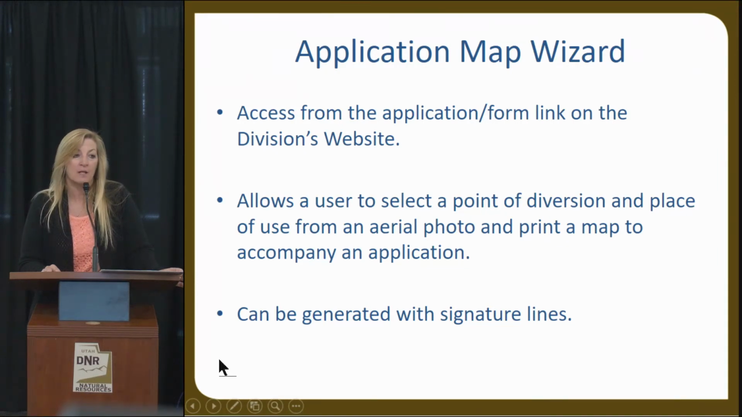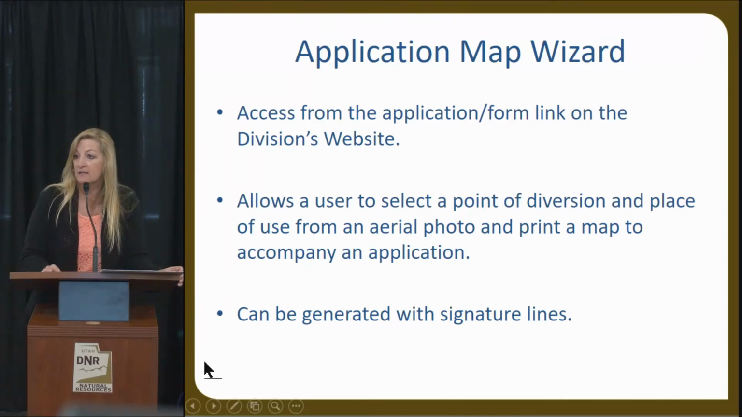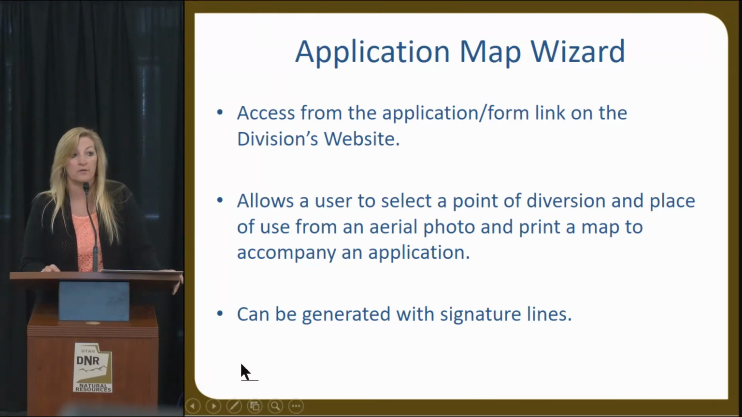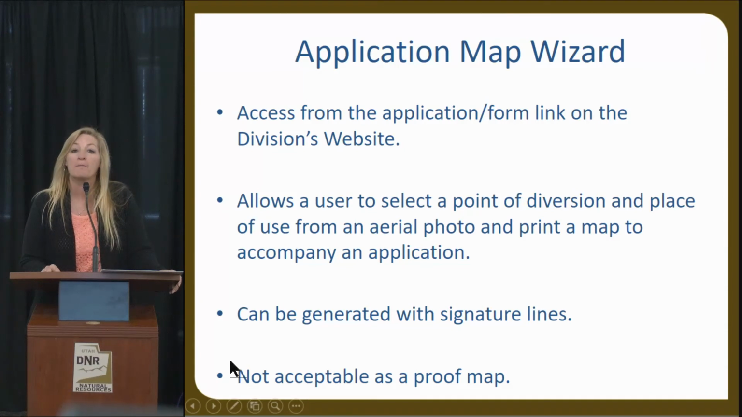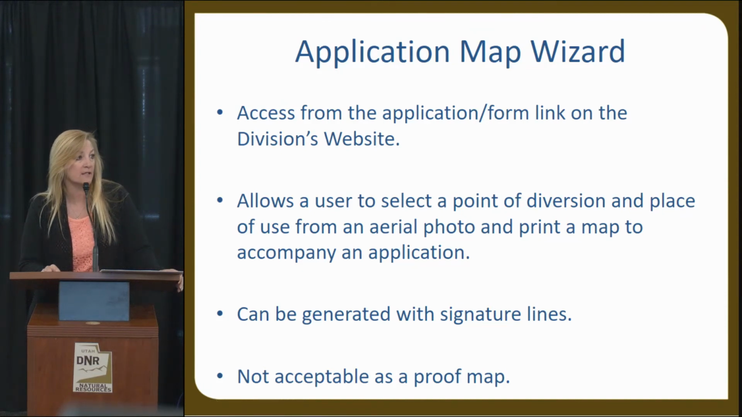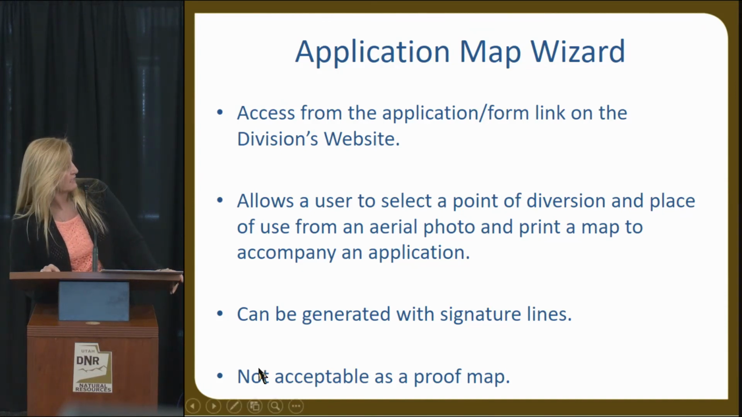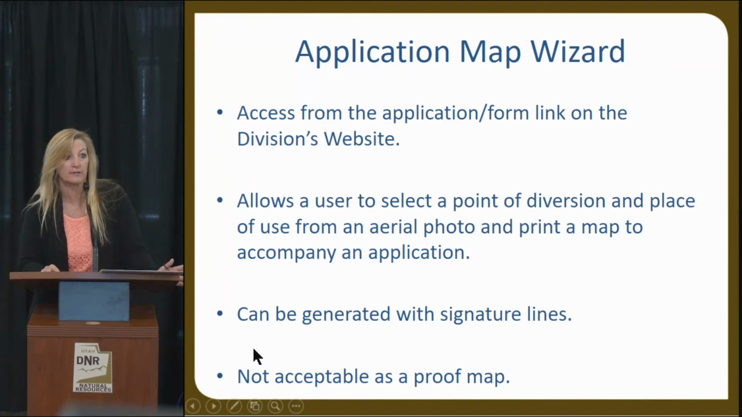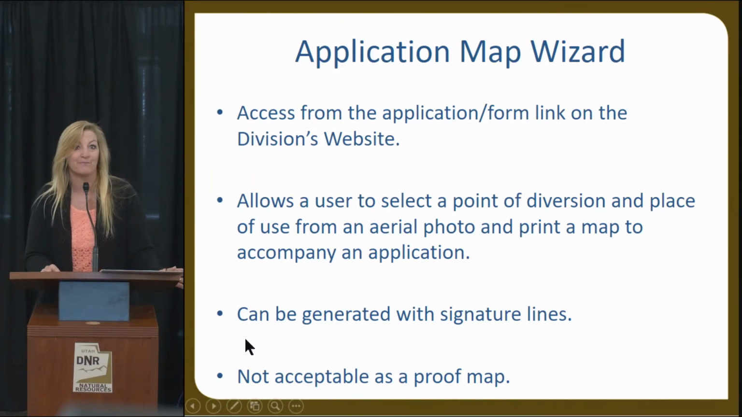If your map comes in with your application, then you don't have to sign the map unless we request clarification on the map. If you forgot to send in the map and it's coming in separately from your application, then that map does need to be signed. So the application map wizard map is not acceptable as a proof map. Don't think that you're going to sneak by that, saying you surveyed that using the map wizard. Doesn't work. Okay. Any questions on that?